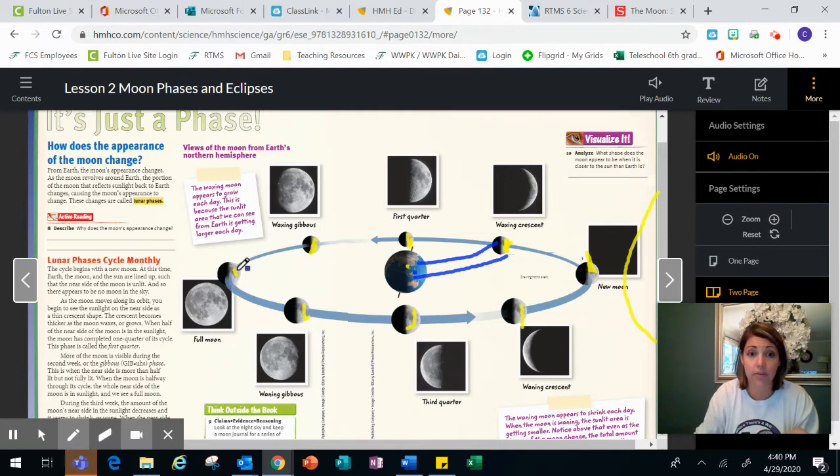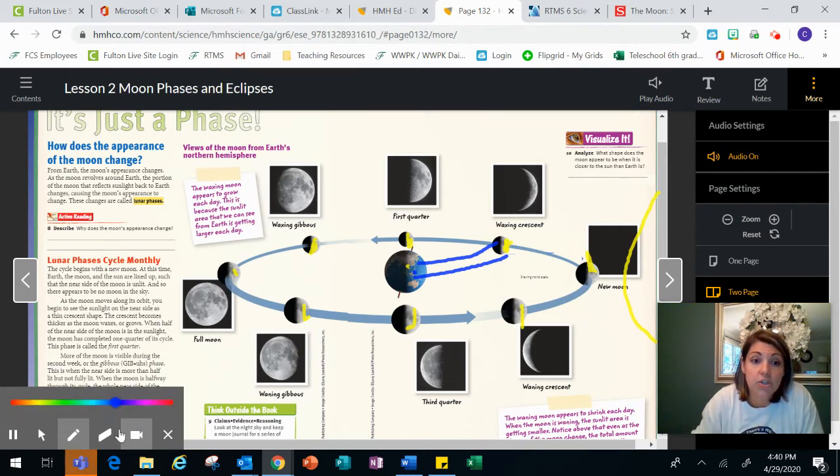If you look at these little views, half is always lit, but the portion that we see changes. So now we've gone from new waxing, getting shinier and shinier until it's full. Can't get any shinier. Then we start the waning phases. Waning is when it's getting smaller. So we had a full moon.